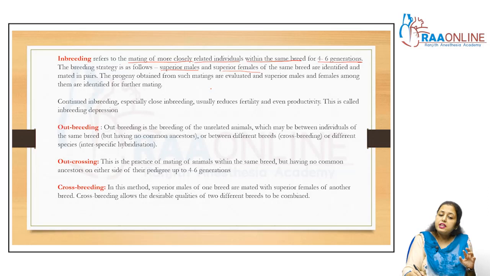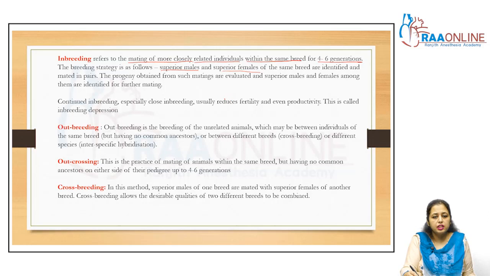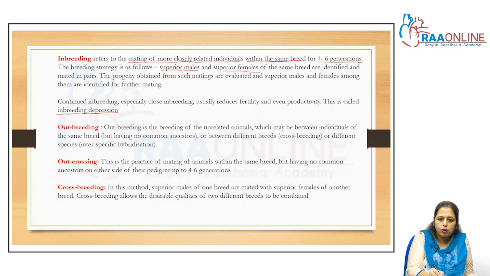But when we practice this type of breeding on a regular basis, what will happen? Due to the close breeding, it usually reduces the fertility capacity, even the reproductive productivity, right? So this is called inbreeding depression, because after a certain period there is no appearance of any new trait, new character, or better character of that species, right? That condition is known as inbreeding depression.